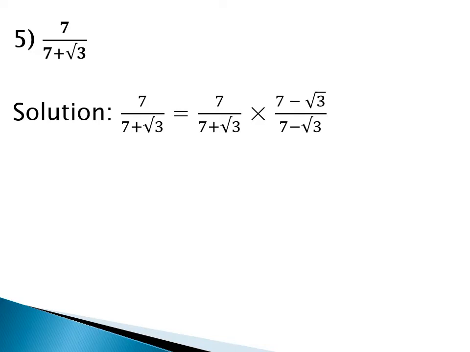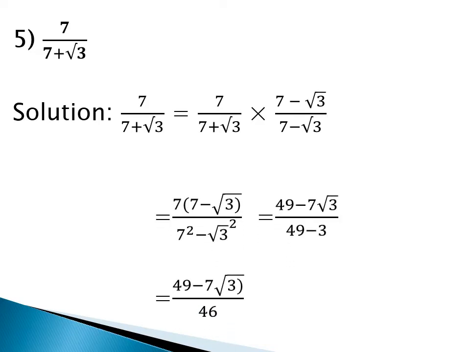Now the numerator rule I have to explain first. 7 into 7 minus root 3, so that is equal to 49 minus 7 root 3. Nothing to explain here, you already learned the expansion of this one.